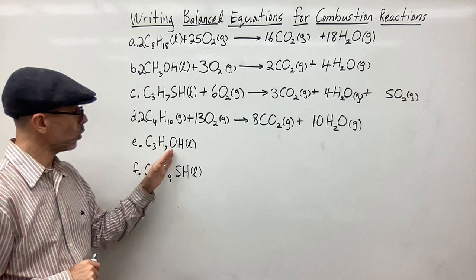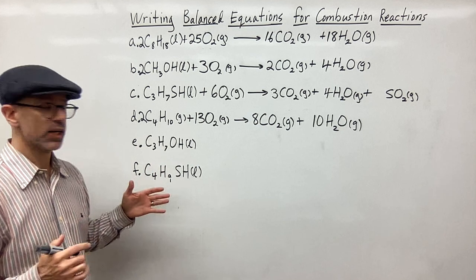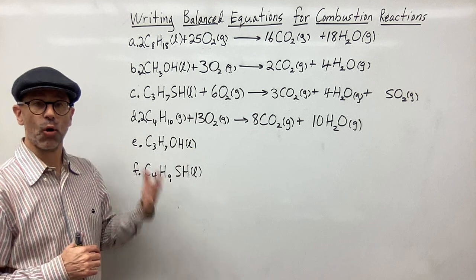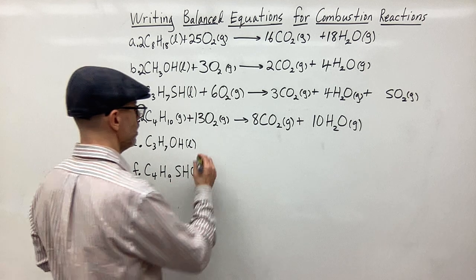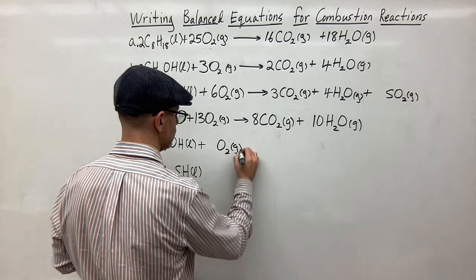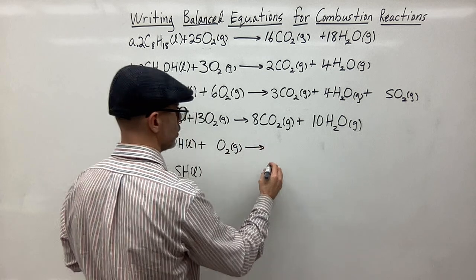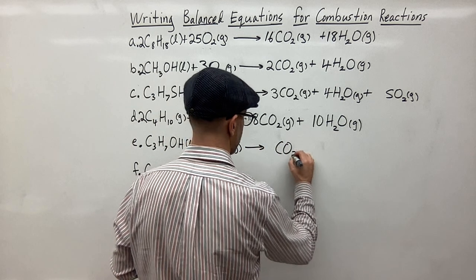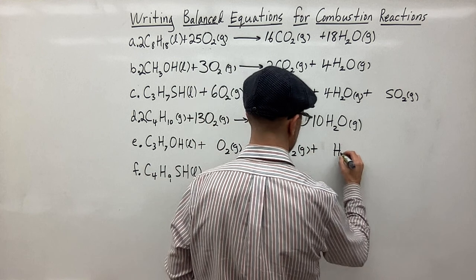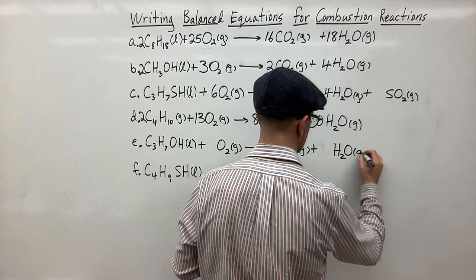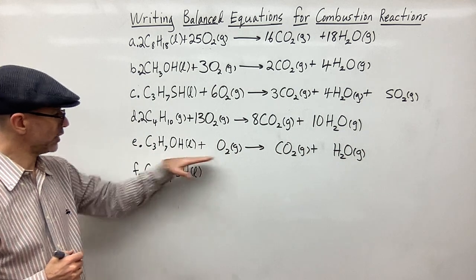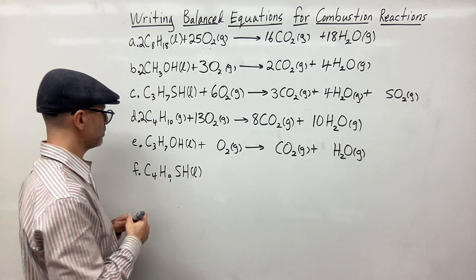Okay, next we have C3H7OH. So this one has oxygen in it, but we're going to treat it the same. Since we have carbon, hydrogen, oxygen, the products are going to only be carbon dioxide and water. So again, our reactant is going to be O2 gas, and that's going to produce carbon dioxide gas plus water vapor gas. Okay, we have our equation now, so now we just need to balance it.